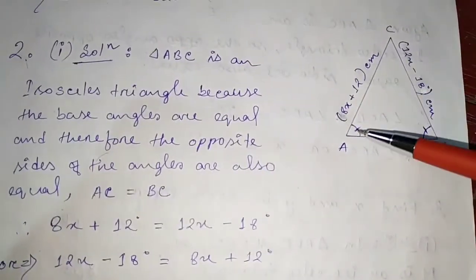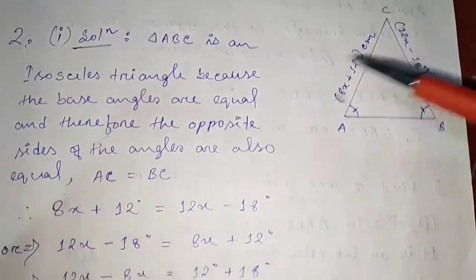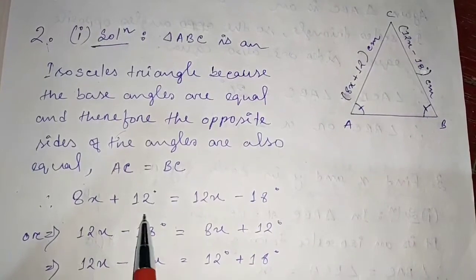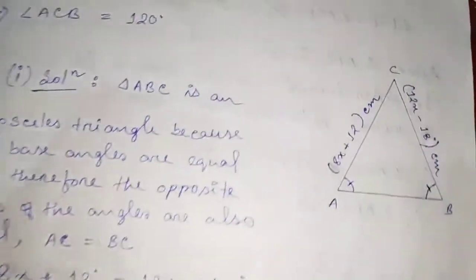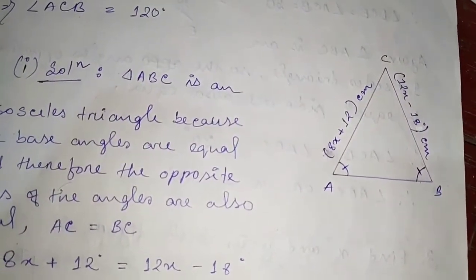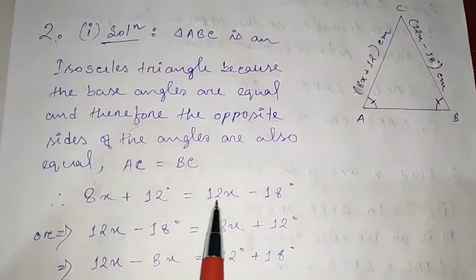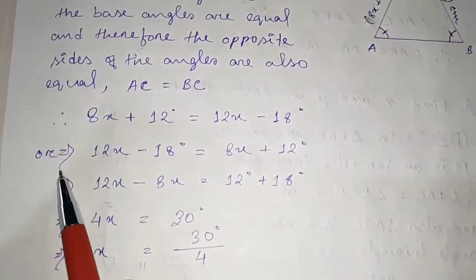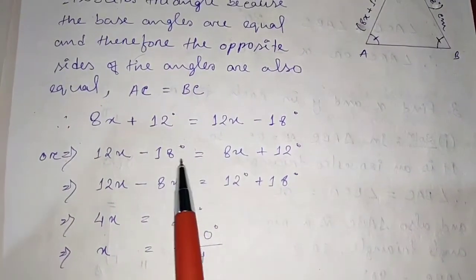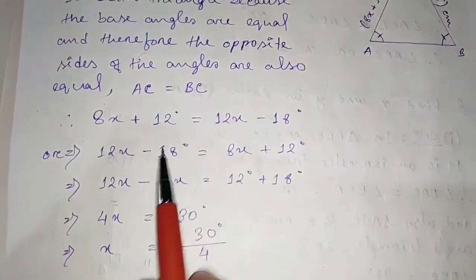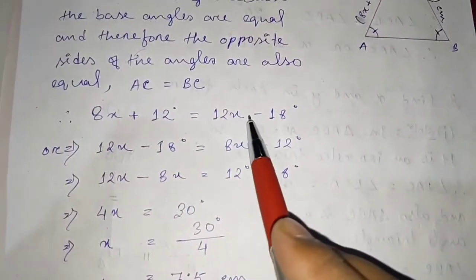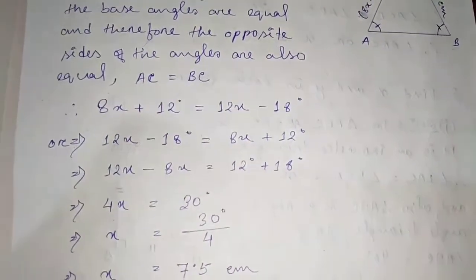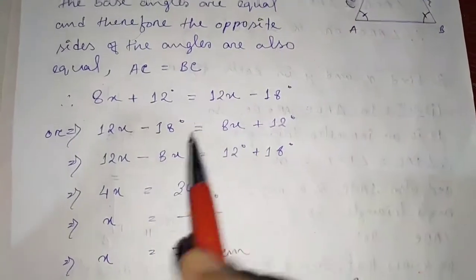Now what is the value of AC? AC value is 8x plus 12. So 8x plus 12, this is the value of AC, is equal to BC. BC value is 12x minus 18. Okay. Now 8x plus 12 equal to 12x minus 18. Or we can also write that 12x minus 18 is equal to 8x plus 12 because both are equal. So you can write 12x minus 18 on the left side and 8x plus 12 on the right side for easy calculation, nothing else, okay?